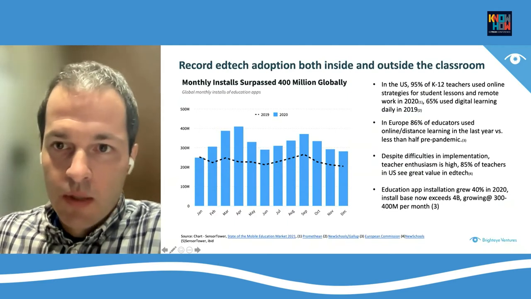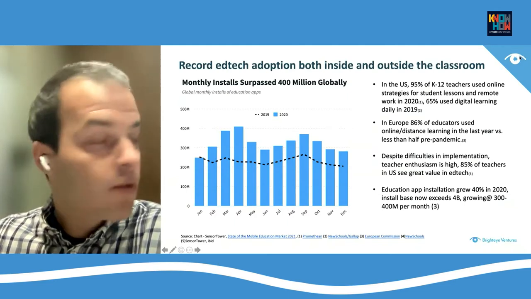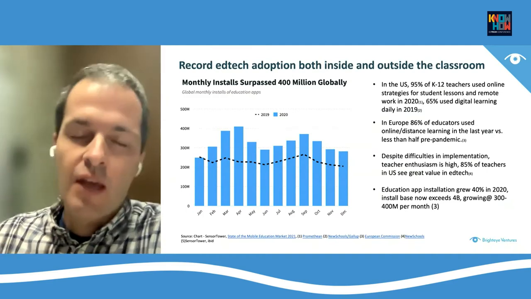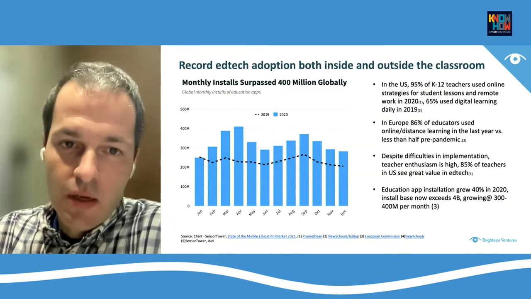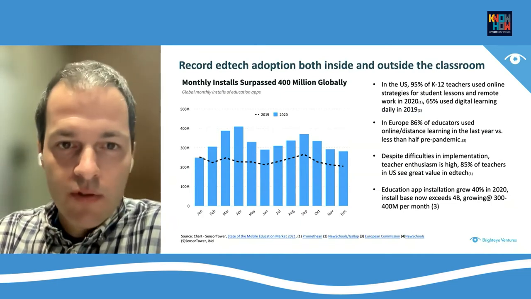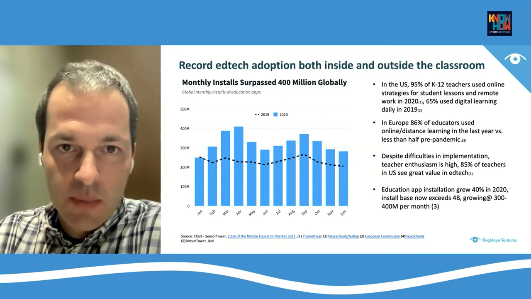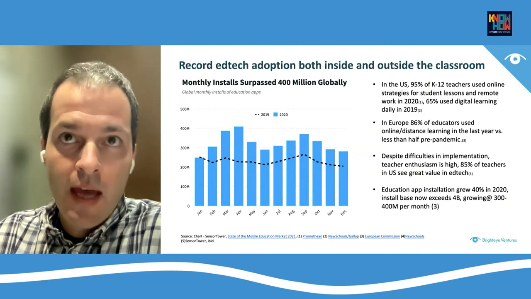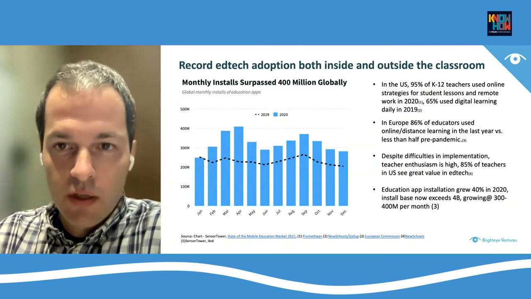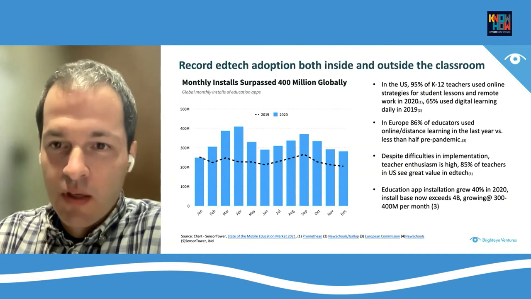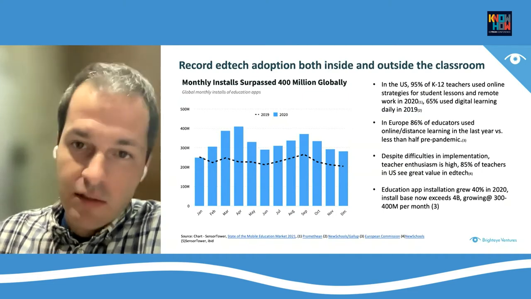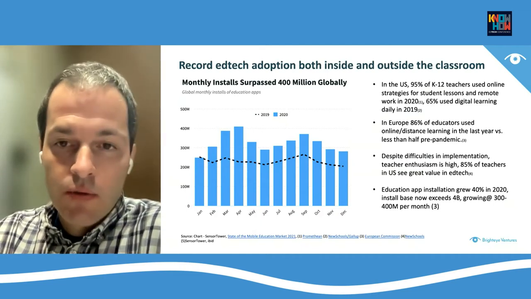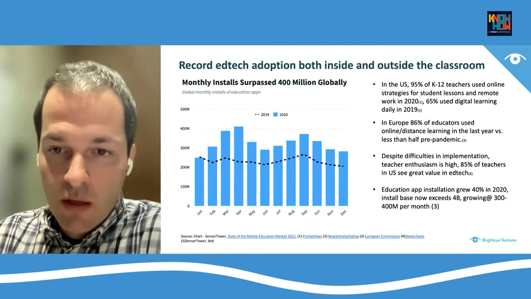And in Europe, 86% of educators used online distance learning in the last year versus less than half pre-pandemic. This is K-12 that I'm talking about, not university, but obviously that creates a big sea change. One statistic that stood out to me is that in Germany, for example, less than half of K-12 school teachers had a school email address in 2019. So there's been quite an evolution even in markets that had lagged a bit on digital. And despite the difficulties in implementation, teacher enthusiasm for these technologies is quite strong.